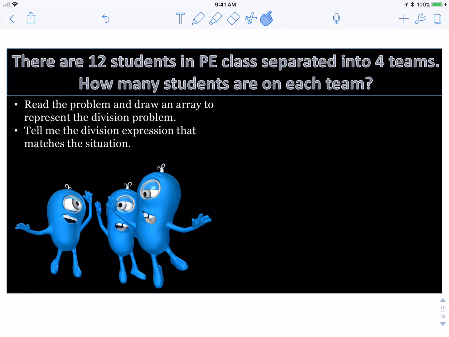Whoops, I don't want to go past that. Go ahead and pause and see if you can draw an array to match. Now, the array is, remember you have rows and columns that equal, well in this case, you're going to have rows and columns that equal 12. 12 boxes once you're done. So, go ahead and pause and then write the division sentence that matches, or the division expression.